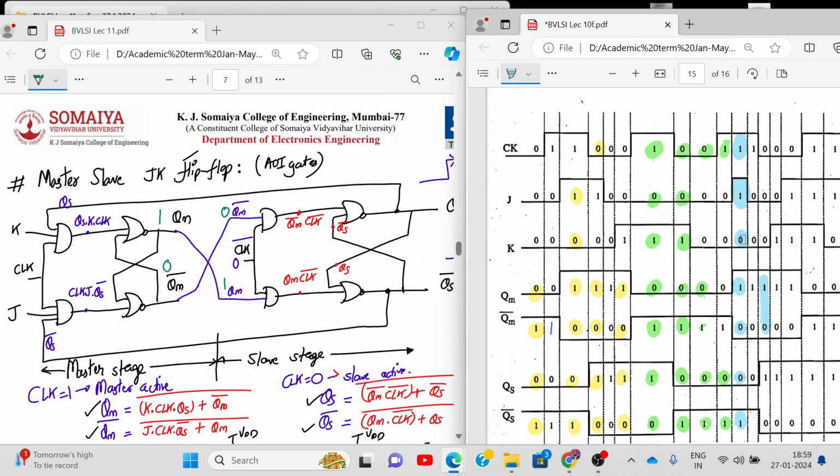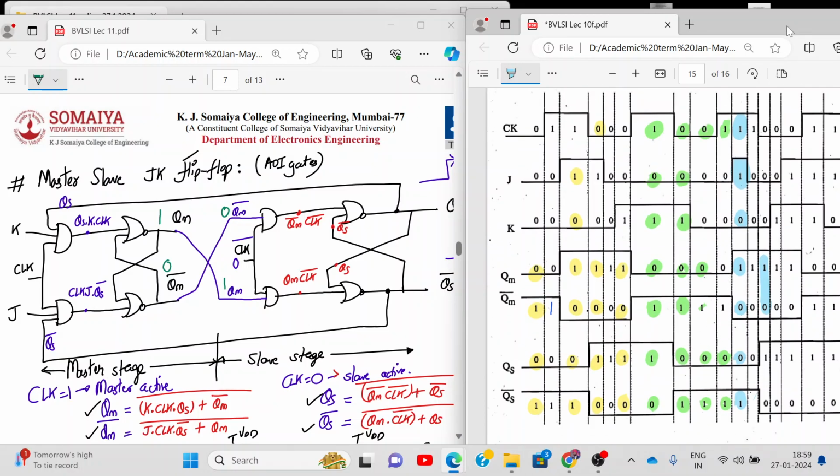Don't see any problem over here. अच्छा चलो 1 1 में आते हैं, 1 1 में प्रॉब्लम पता चलेगा. Okay, let's move ahead.